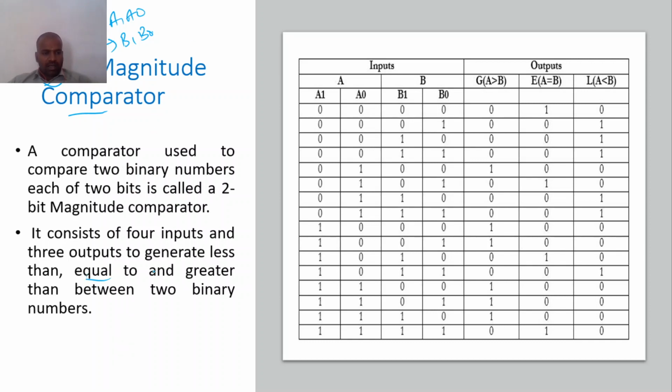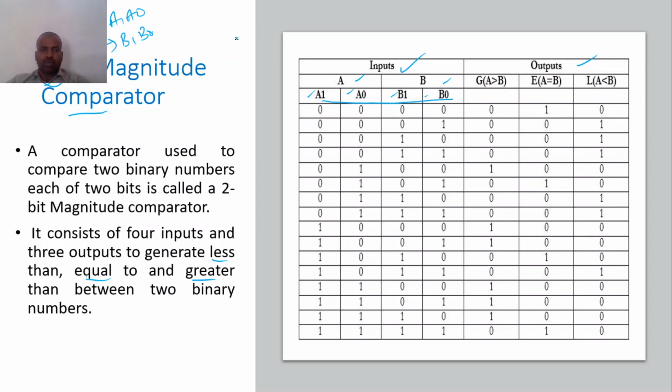So equal, greater and less than. Have a look at the inputs and outputs, inputs A and B. There are two bits as input, A1 A0, then B1 B0. So let's write all the 16 possible combinations, because here there are 4 inputs.